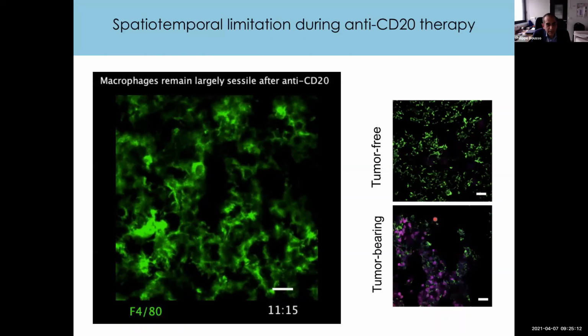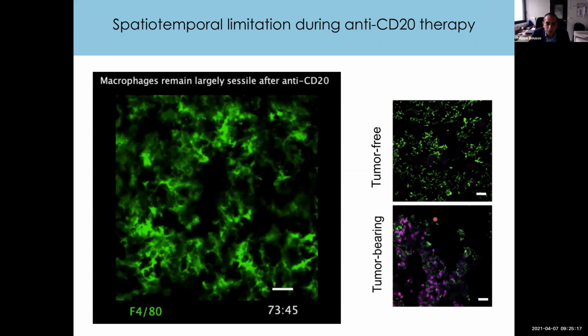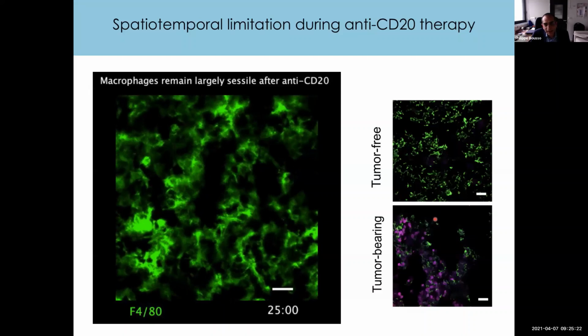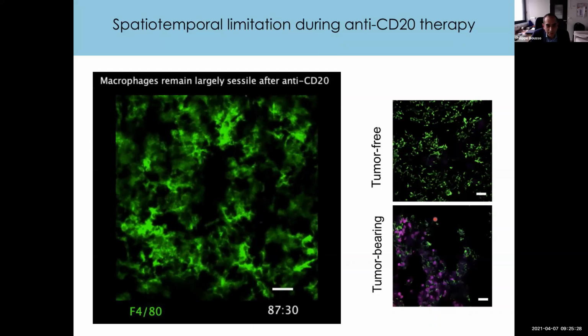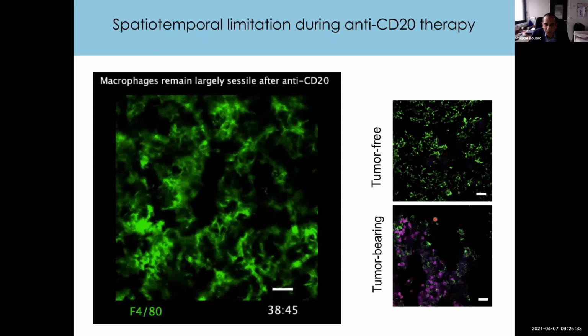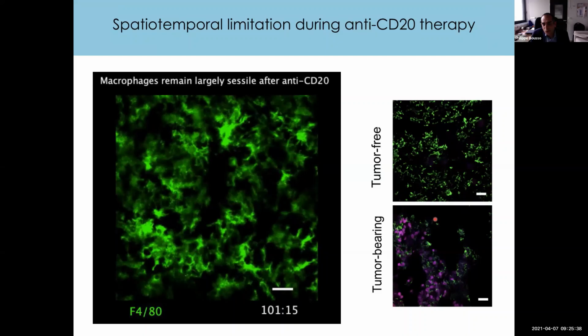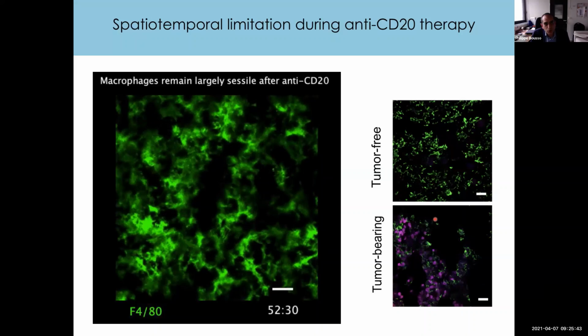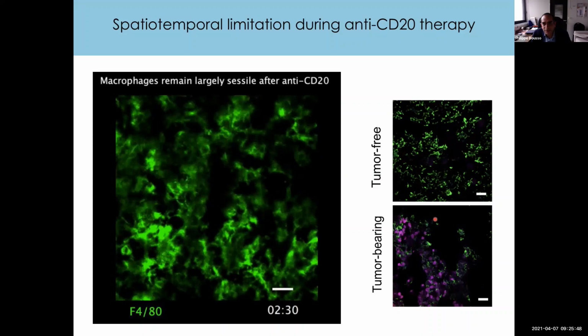One of the reasons is probably due to the behavior of the macrophages. So most of them, even after the injection of the antibody, are really sessile and are not exploring a large territory within the bone marrow. And this is combined with the fact that in tumor-rich areas, we tend to see exclusion of the macrophages. So we see a lower density of the macrophages, suggesting that really this spatial distribution and behavior is a first limitation to the therapy.